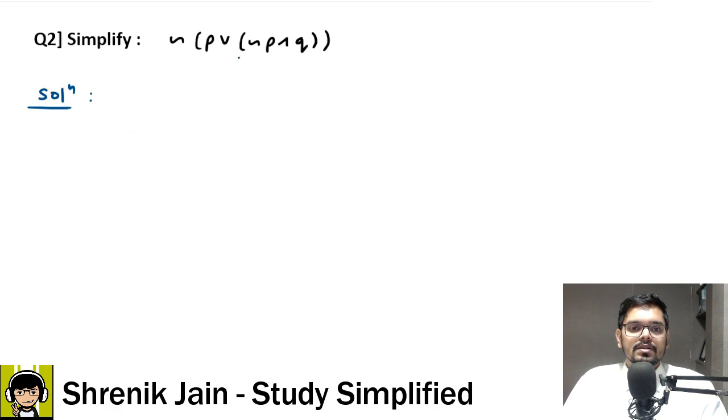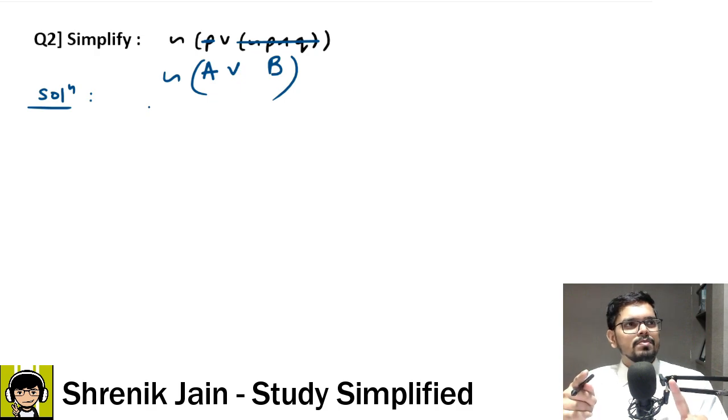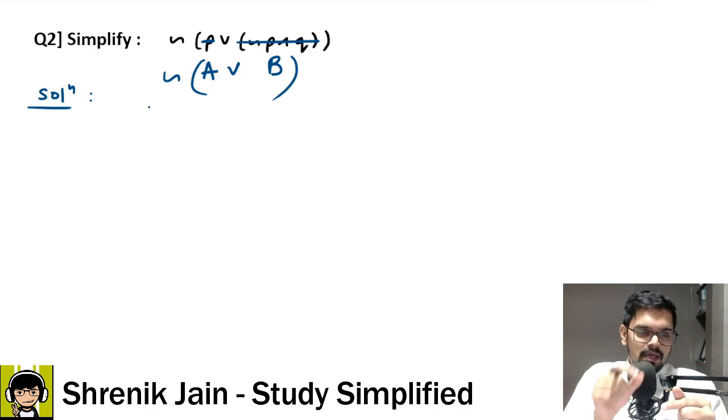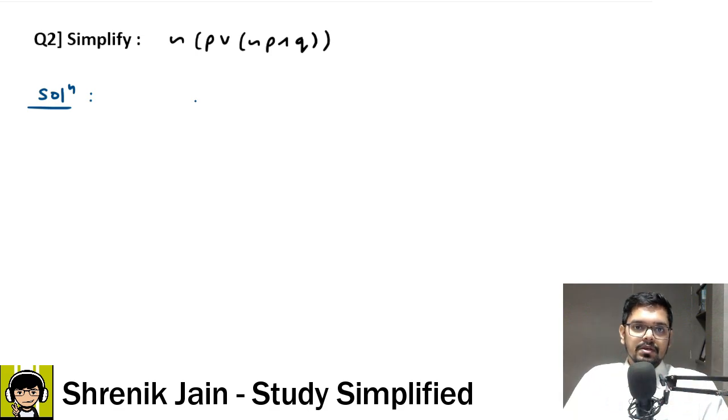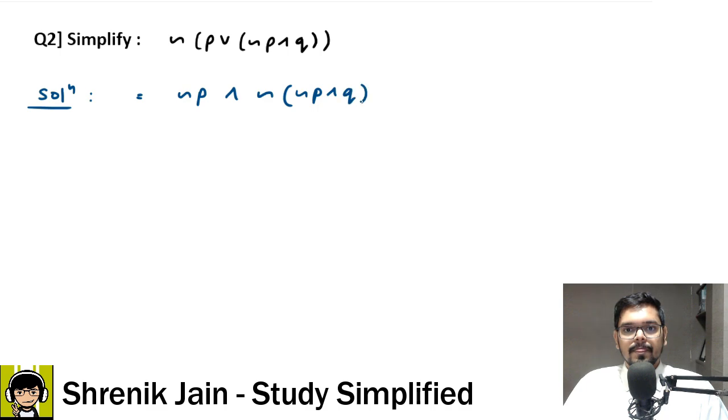See, what you can see is, suppose this bracket is our proposition B and this is our proposition A. So A or B is there, and negation outside. Negation of A or B: De Morgan's law can be used. Negation A and negation B. This is how you have to think now, okay? Do not get stressed with the expression. Think in very simple terms. So De Morgan's law can be used and it can be written as negation P and negation of the bracket. This was using De Morgan's law.